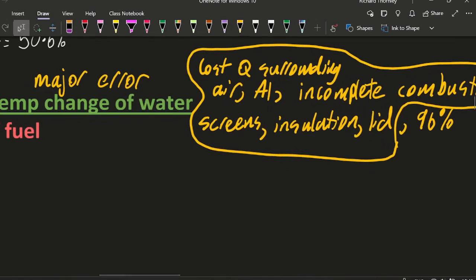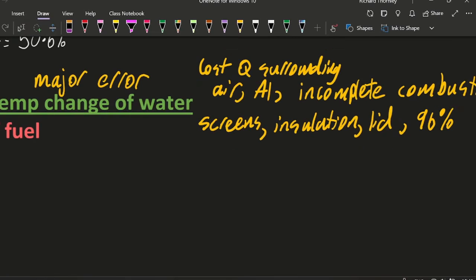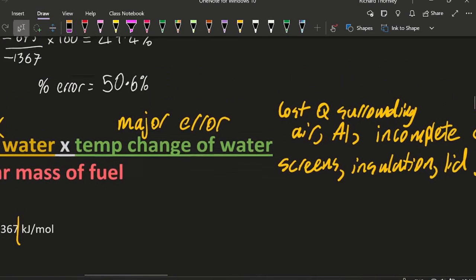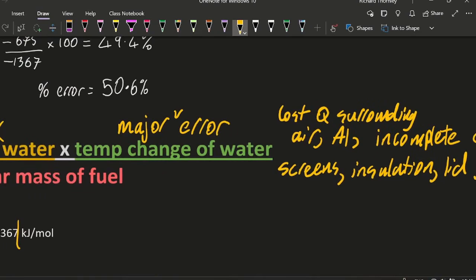Now, all of these things are making the water increase in temperature less, so it's a systematic error. These are making the numbers go in one direction, not in a random direction. So it's a systematic error. Everything I circled there makes the temperature change smaller.